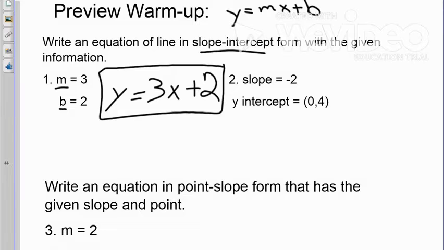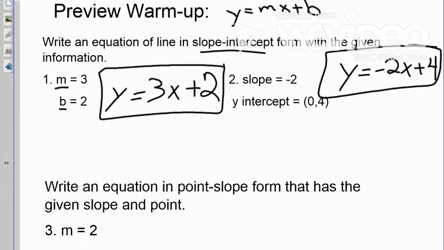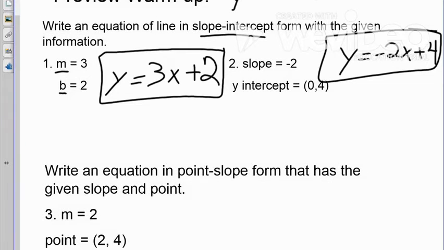And again, if you guys want to pause these, try them on your own first. That's totally up to you. Otherwise, you can just follow along and watch here. And in example 2, you should get y is negative 2x plus 4. Again, this is just a review going back to algebra because we are going to be talking about slopes of lines moving forward.